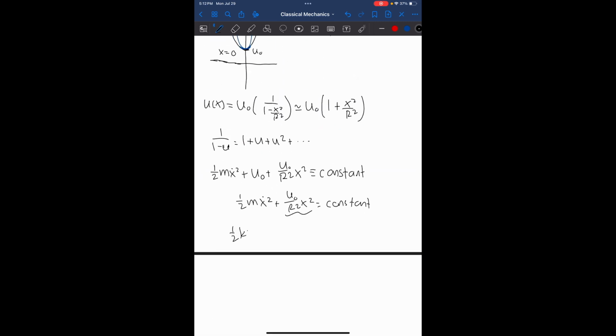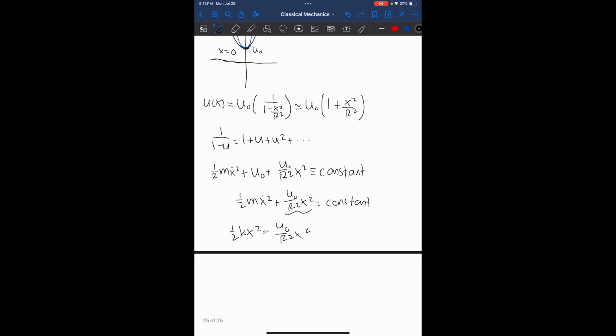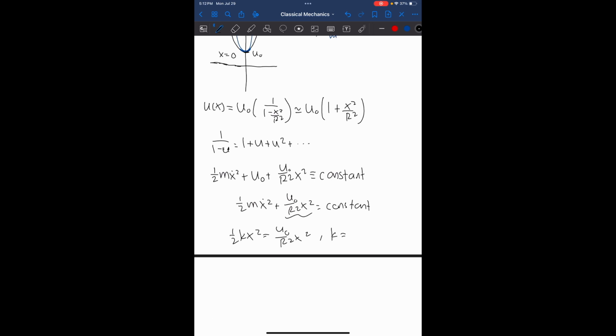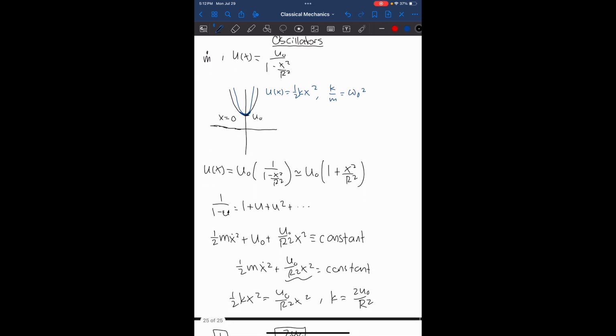Now, we said that this potential right here is going to approximate a harmonic oscillator. So 1/2 kx squared should be equal to U_0 over r squared times x squared, which tells us that the spring constant k is going to be 2 U_0 over r squared. Or in other words, the square root of k over m, which is equal to omega naught, is going to be the square root of 2 U_0 over m r squared. So what we have just done is take this complicated potential, Taylor expand it out to second order, and approximate it as a harmonic oscillator.